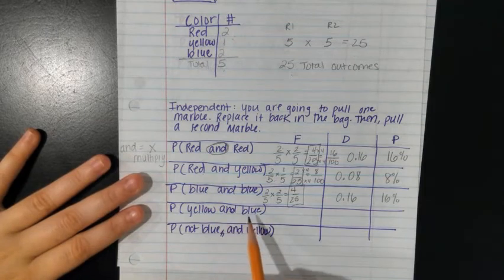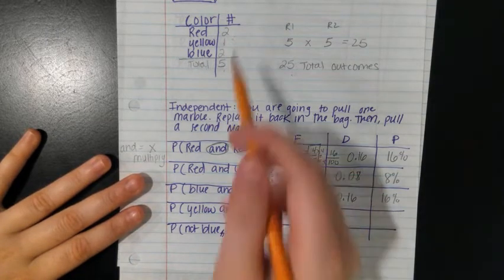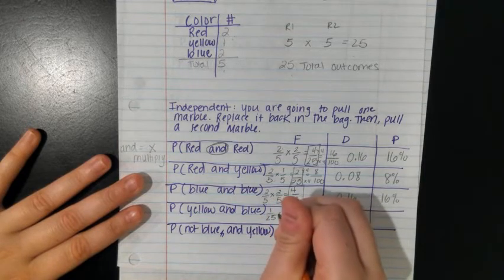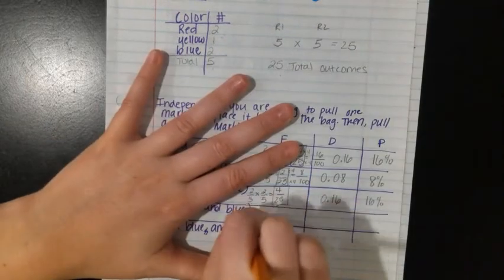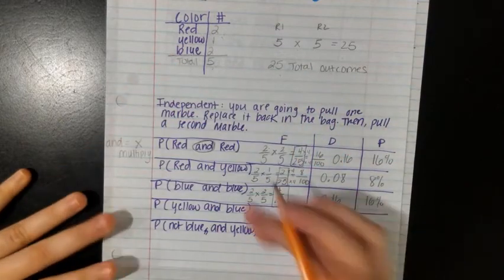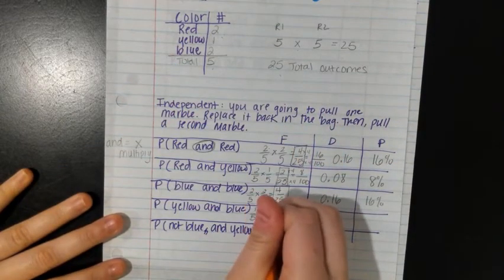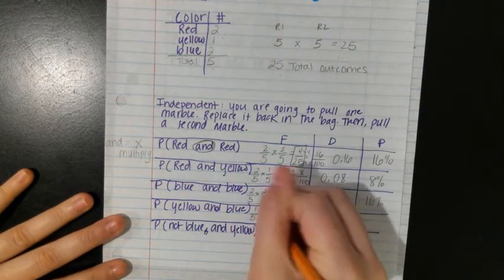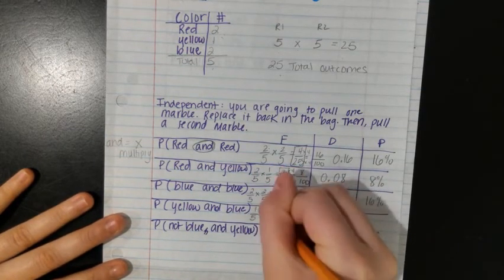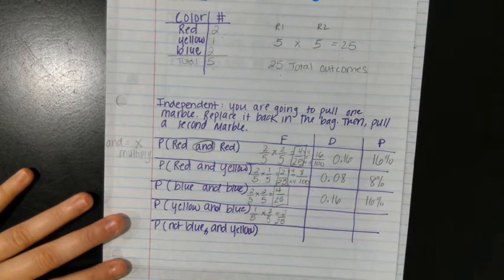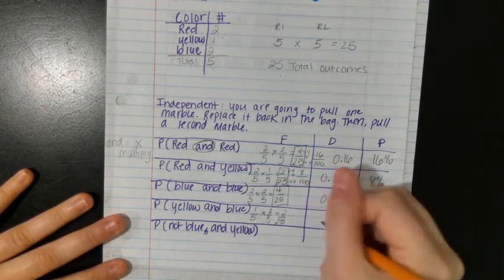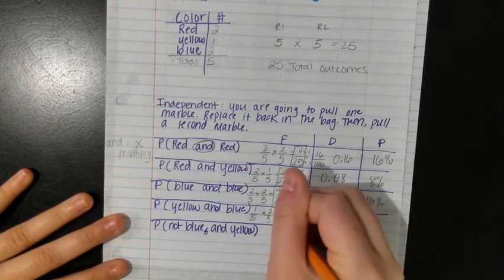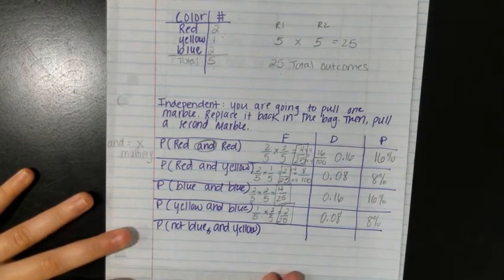Okay, what about yellow and blue? Yellow was 1 out of 5, and blue is 2 out of 5. So 1 times 2 is 2, and 5 times 5 is 25. That's the same as red and yellow. So 0.08 and 8%. Those are all simplified fractions, by the way.